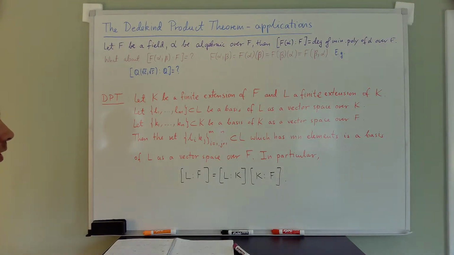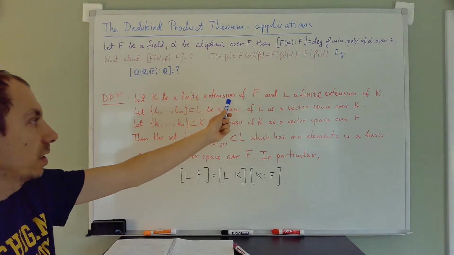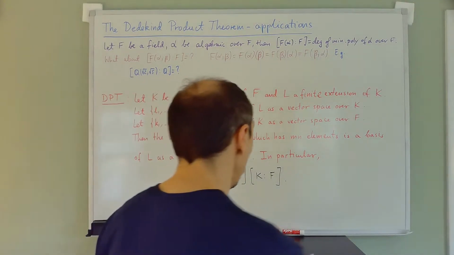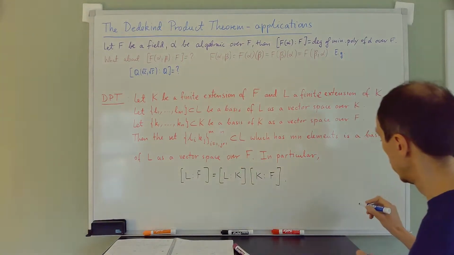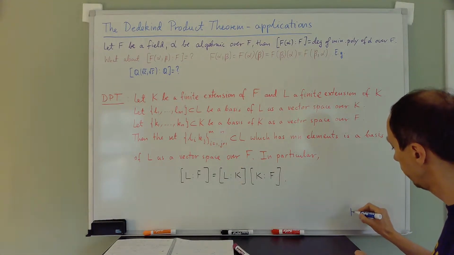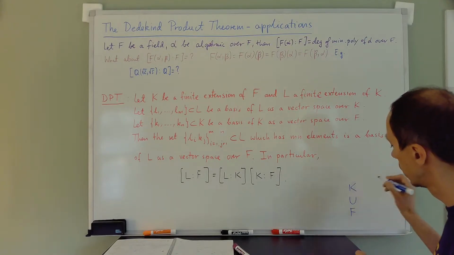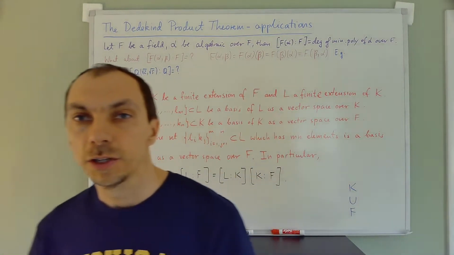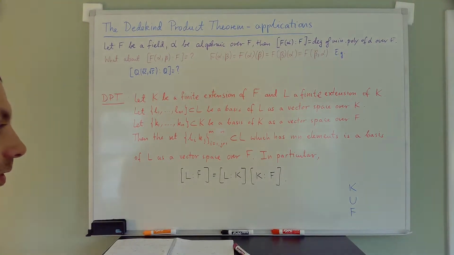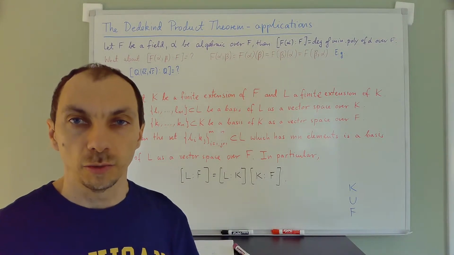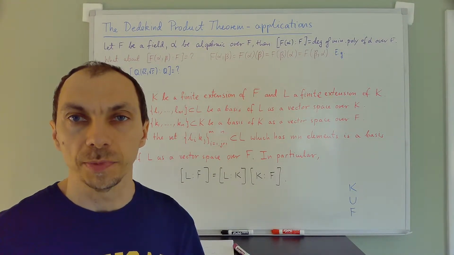So what's the Dedekind product theorem? You start with a finite extension K of F. So you have a situation like this. You have your field F, and then you have an extension of it, K. So you have a field F contained in some field extension K, and the extension is finite, which means the degree of K over F is finite. In other words, K is a finite dimensional vector space over F.